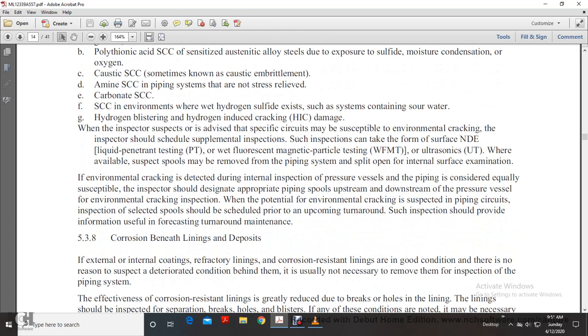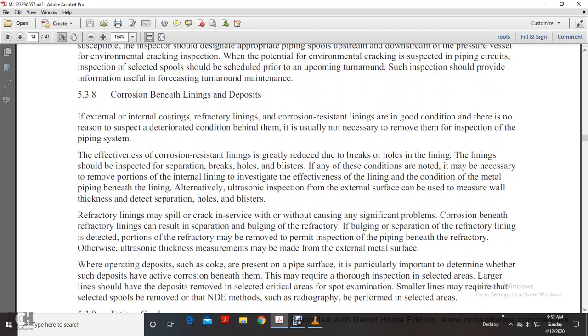Pressure vessel piping consideration: the inspector should designate the appropriate piping spool upstream and downstream of the pressure vessel for environmental cracking inspection, where the potential for environmental cracking is suspected in the piping circuits. Inspection of the selected spool should be scheduled prior to an upcoming turnaround. Such inspection should provide information useful for forecasting turnaround maintenance.